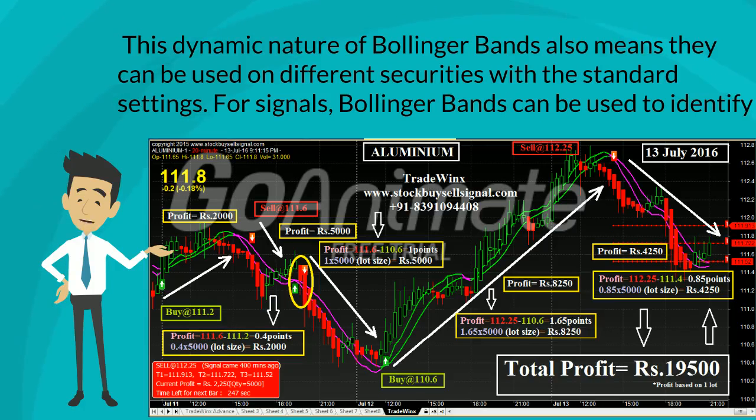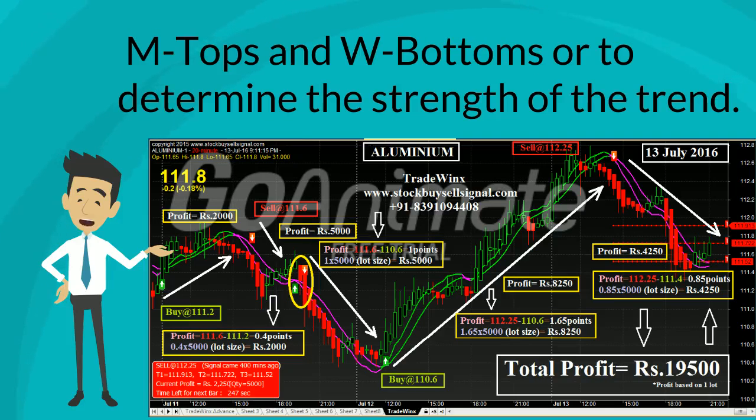This dynamic nature of Bollinger Bands also means they can be used on different securities with the standard settings. For signals, Bollinger Bands can be used to identify M-tops and W-bottoms or to determine the strength of the trend.